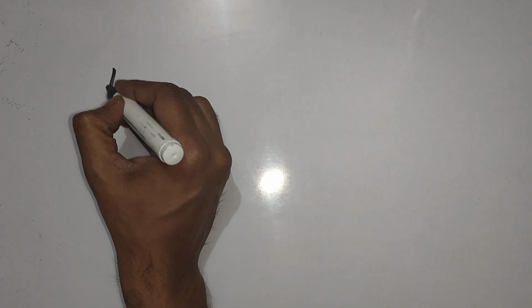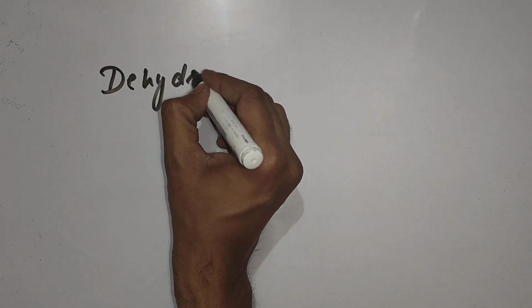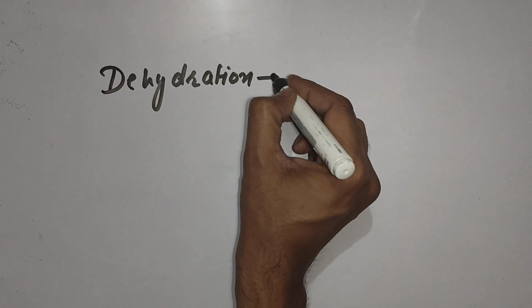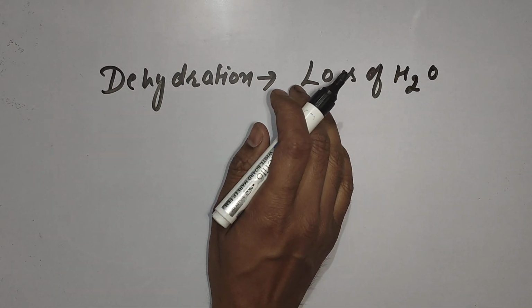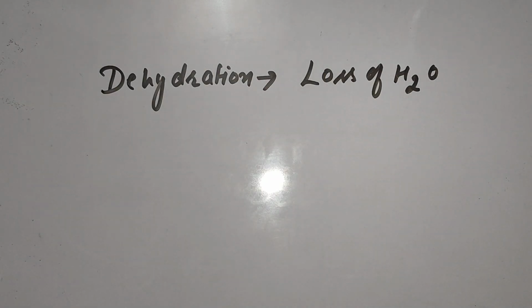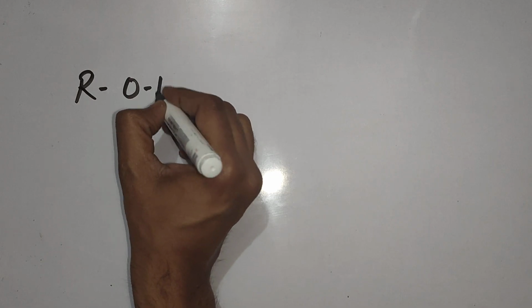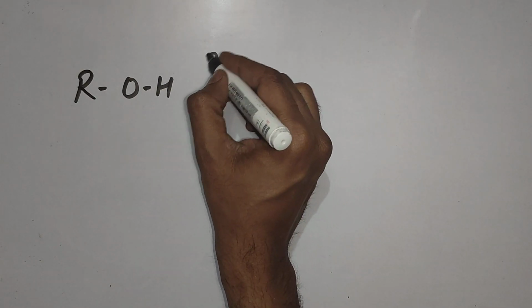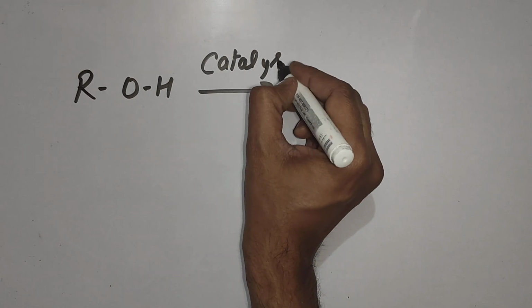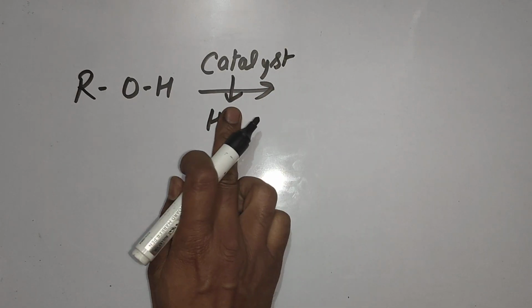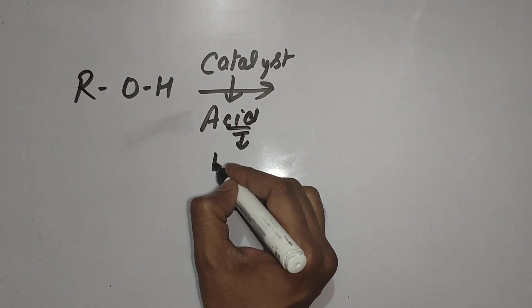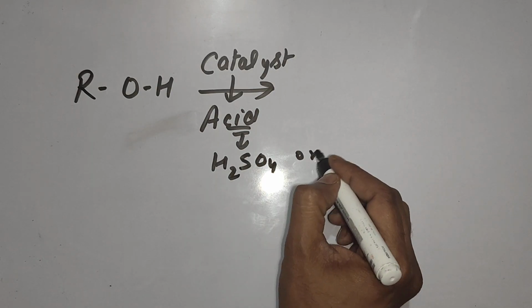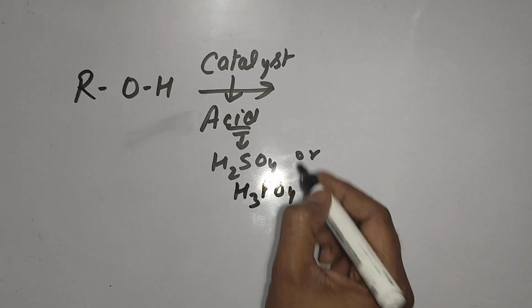The meaning of dehydration, as we all know, dehydration means loss of water molecule. It means in these reactions, alcohol is going to lose water. What are the conditions required? Alcohol needs a catalyst for dehydration. That catalyst will be an acid, like H2SO4 or H3PO4, phosphoric acid.